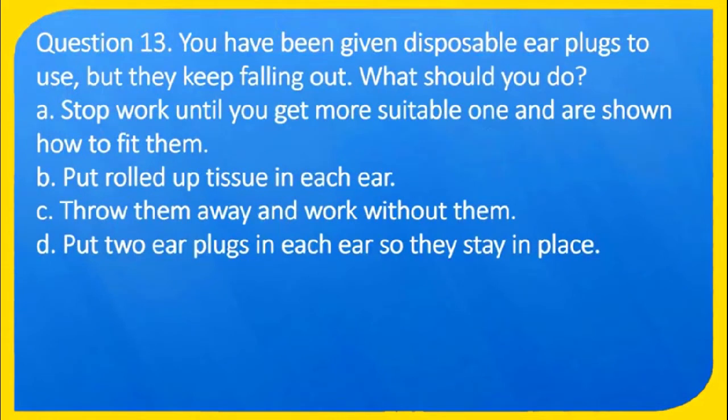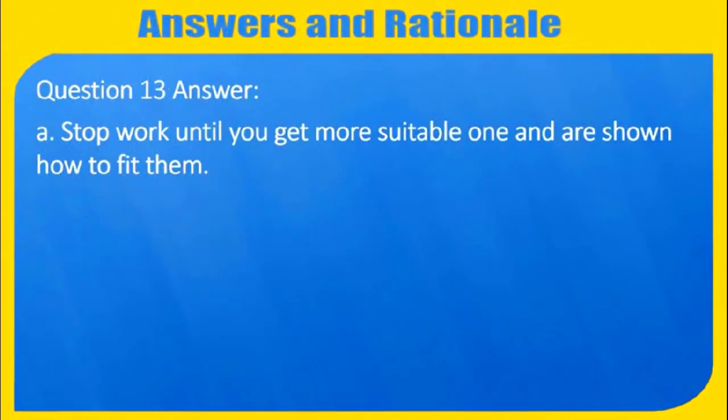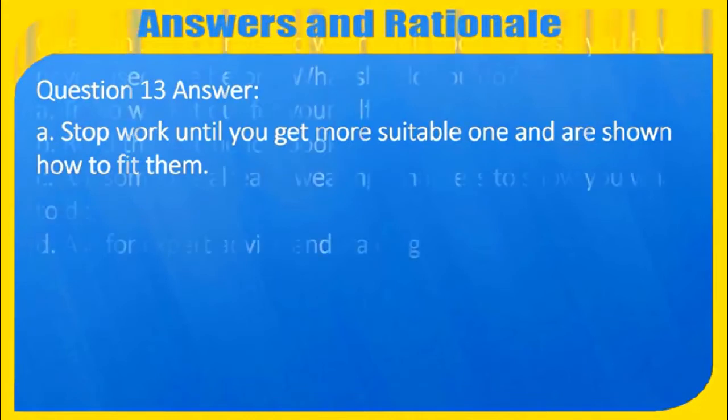Question 13. You have been given disposable earplugs to use, but they keep falling out. What should you do? A. Stop work until you get more suitable ones and are shown how to fit them. B. Put rolled up tissue in each ear. C. Throw them away and work without them. D. Put 2 earplugs in each ear so they stay in place. Question 13. Answer A. Stop work until you get more suitable ones and are shown how to fit them.